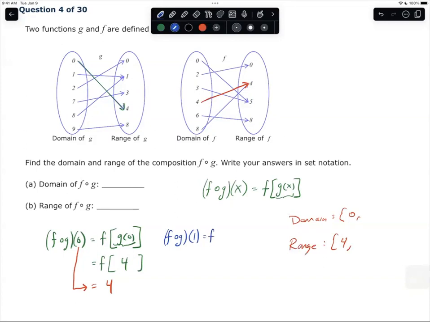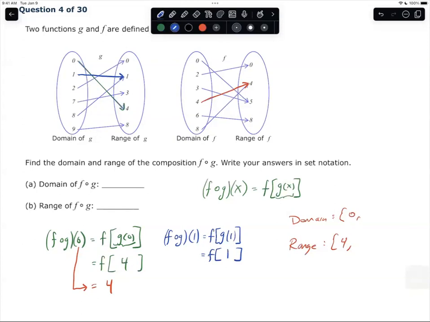Well, yeah, so we're going to split this up into 2 problems. F of g of 1. So what's g of 1? G of 1 is 1, yes. We can see that g sends 1 to 1. So instead of g of 1, we can plug in 1. And now what's f of 1?